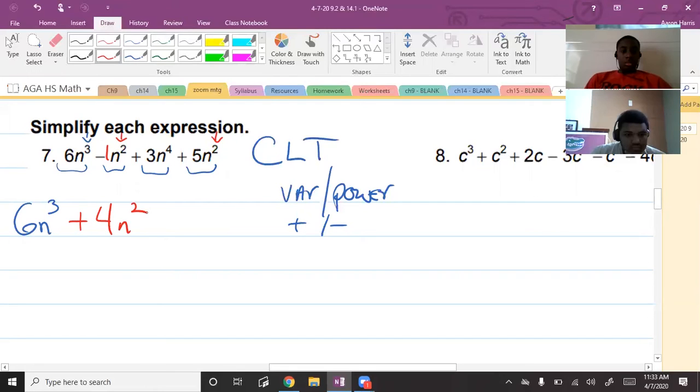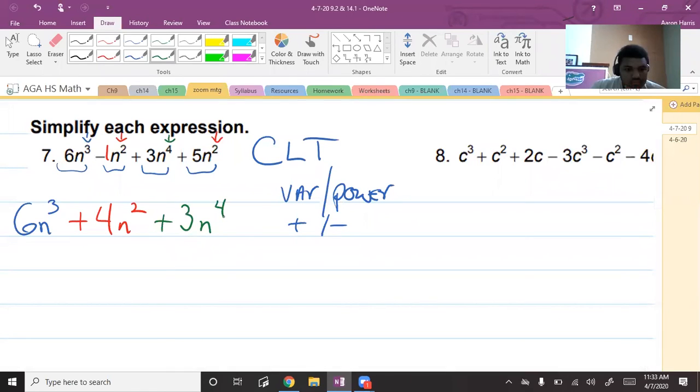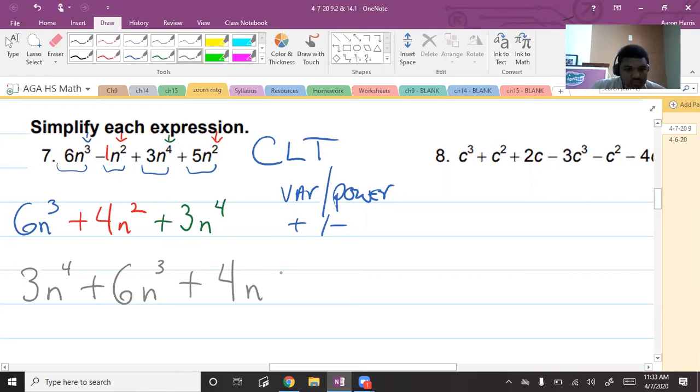Okay, so now I look here, I have n to the fourth. There's nobody with an n to the fourth, so I put plus n to the fourth. Now remember, whenever you are writing polynomials, what goes first? That's right, the highest power. So here's the highest power, 3n to the fourth. What's the next highest power? The 3. So plus 6n to the third. And what's the next one? Plus 4n squared.